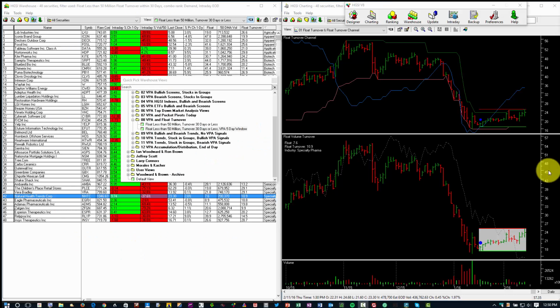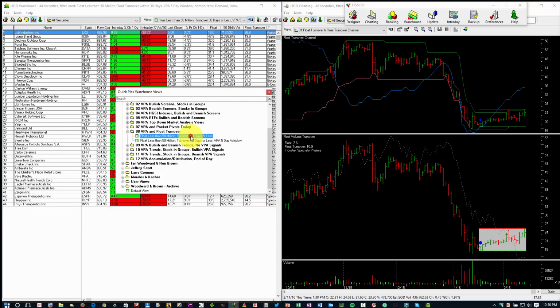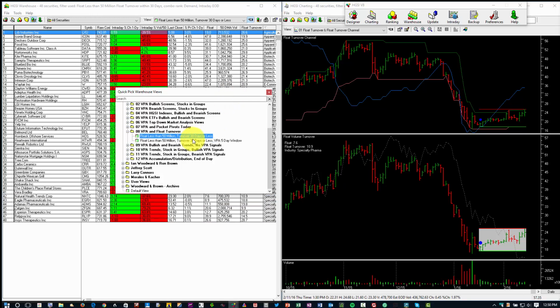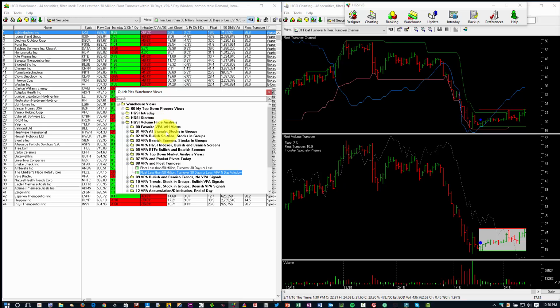This is Ron again. I'm going to talk about float volume turnover. We were just calling it float turnover, but the float volume turnover name is more descriptive of what this actually is. Now, I am going to be using one of these views here, and I'll just use the second one.